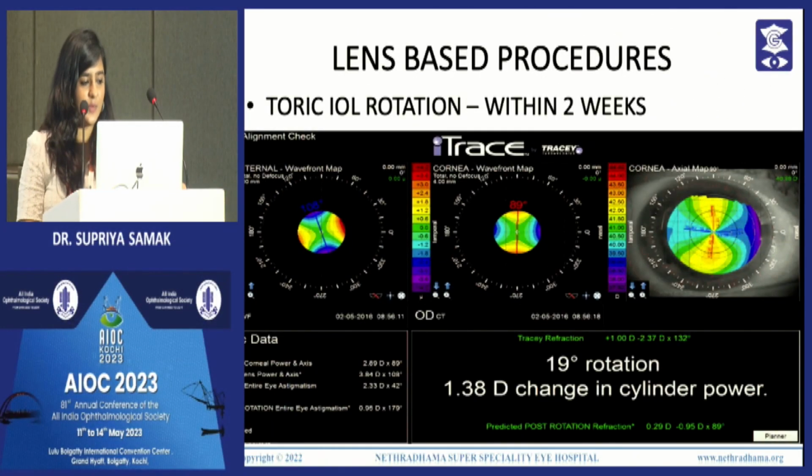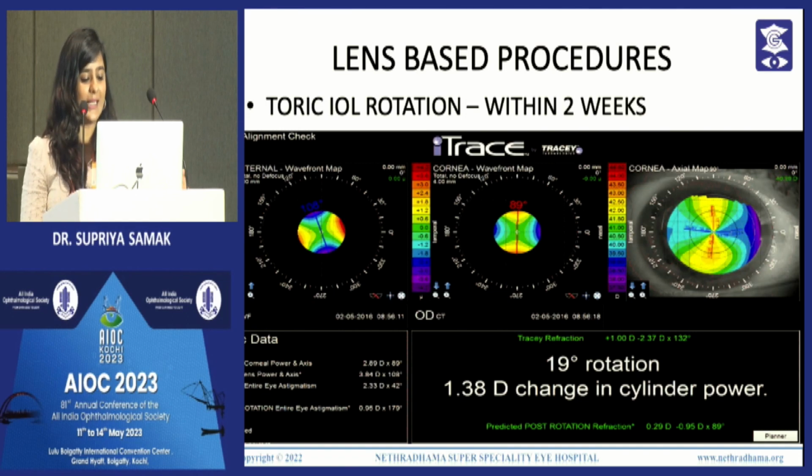Now, lens-based procedures, toric IOL rotation, it's ideal to be done within 2 weeks. So when you call your patients, we call every patient for a post-op 1 week dilated examination and check. The eye trace also has a very nice toric alignment check, which gives you the internal wavefront map, the corneal wavefront map, and the axial map as well. It tells you the current corneal power, the toric lens power, and the current entire eye astigmatism.